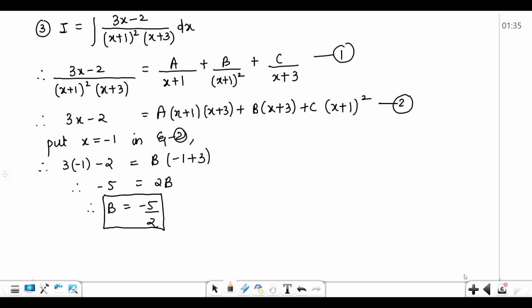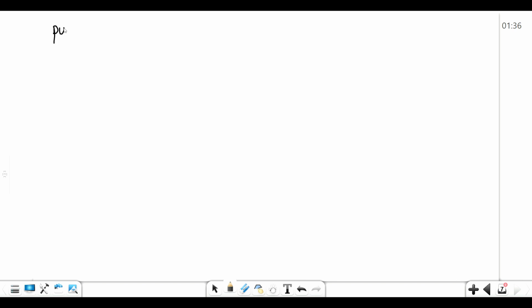For finding other values of x for substitution, below B again we have x plus 1. When we equate it to 0, again you get x equal to minus 1. So if you substitute the same thing again you will get the value of B only. Rather than doing that, move on to part C, where we have C upon x plus 3. So x plus 3 equated to 0 gives x equal to minus 3. Let's substitute x equal to minus 3 in equation 2.